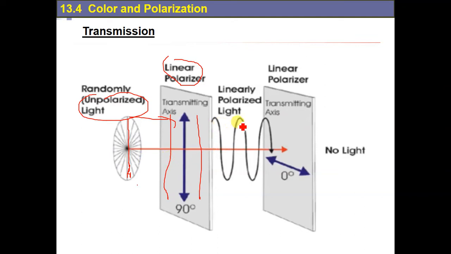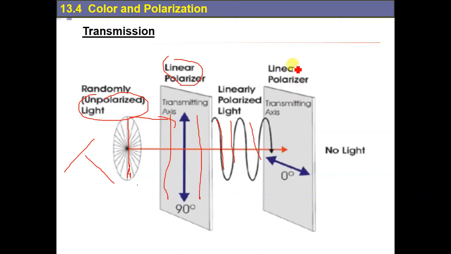So see here, only the one which is parallel to this passes. All the others, the one which is like this, the one which is like this, all the other directions are absorbed by it. So only the light that is parallel in this direction passes.